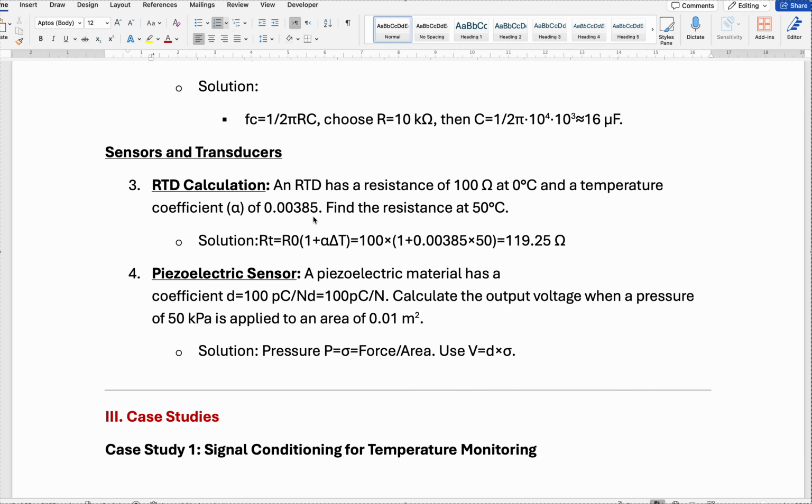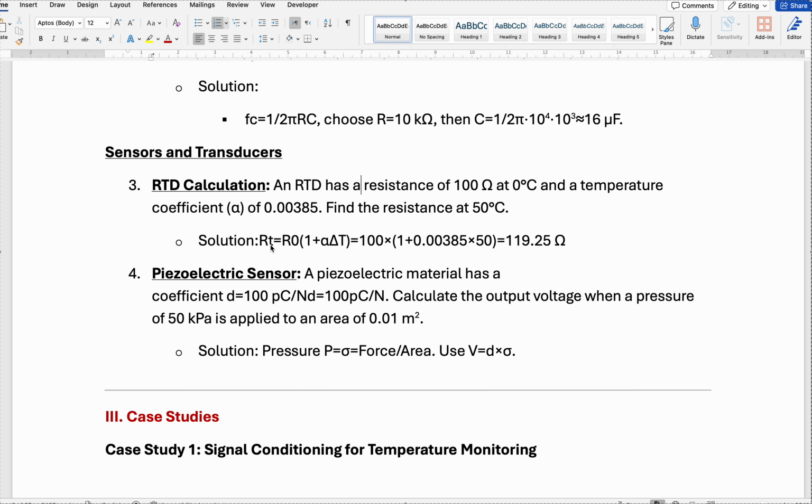Now going to the sensor transducers, this is just a simple question. An RTD has a resistance of 100 ohms at 0 degrees and a temperature coefficient alpha of 0.00385. Find the resistance at 50 degrees centigrade. In this case, what do I have? I have a resistance R naught, I have T naught, and I have the final T. Delta T is 50 minus 0.